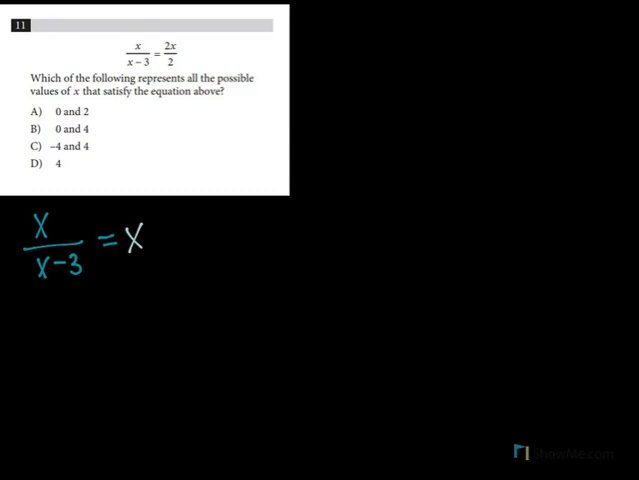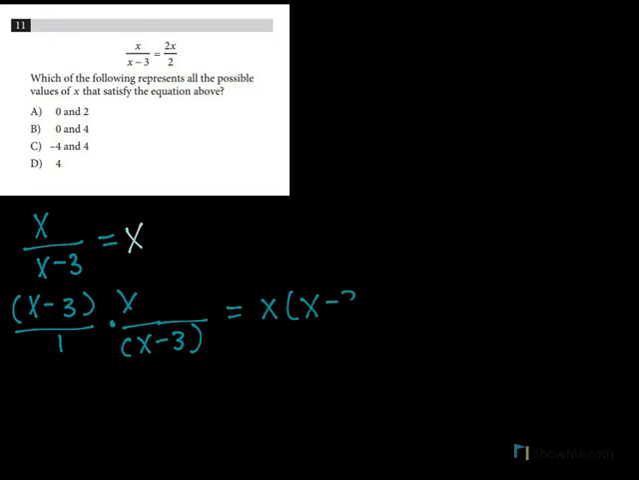Next, if we were to multiply x minus 3 to both sides of the equation, let's write this out, x minus 3 times, let's just put over 1, x over x minus 3 equals x times x minus 3. We could just cross cancel these and we would have x equals x times the quantity of x minus 3.